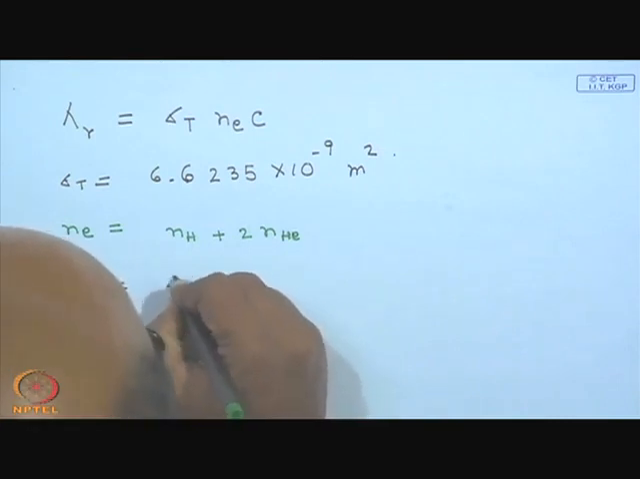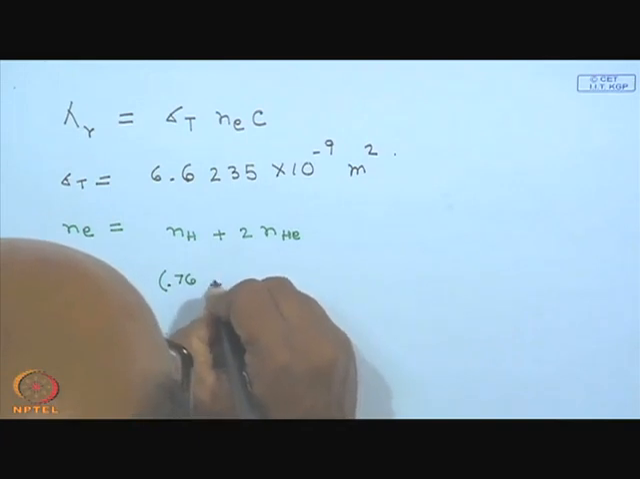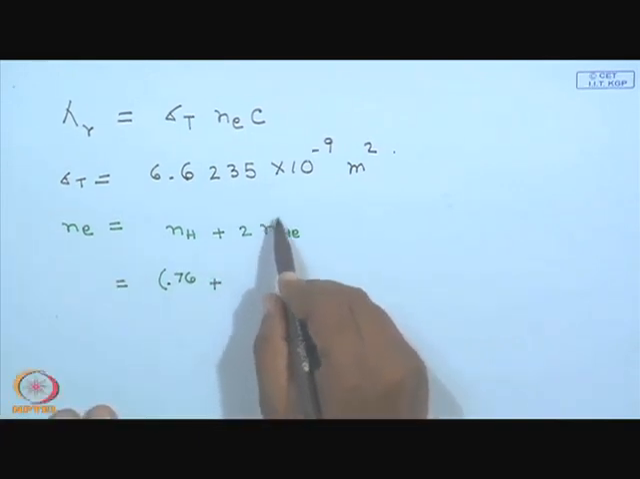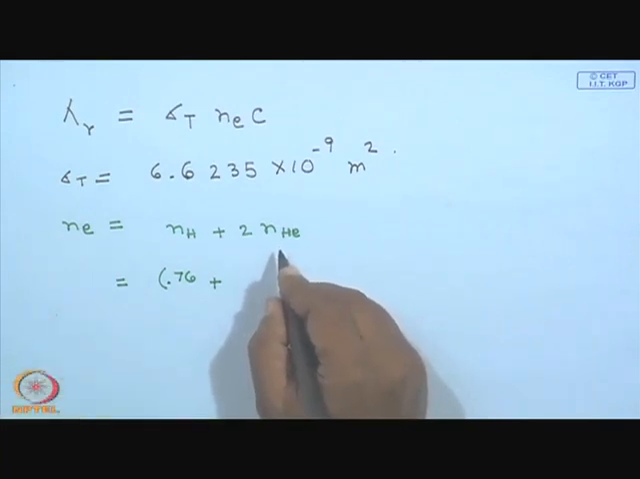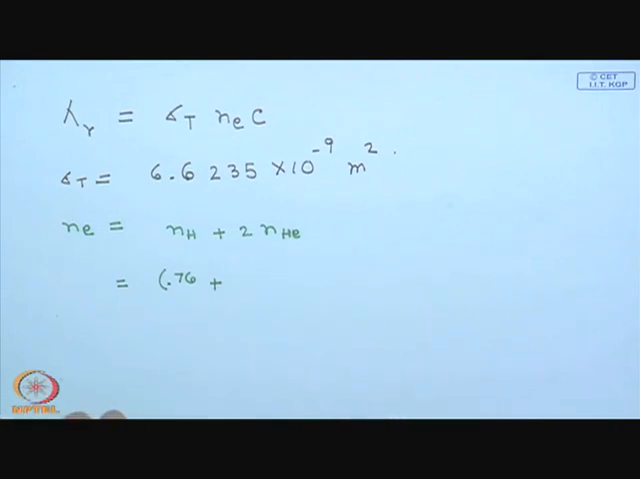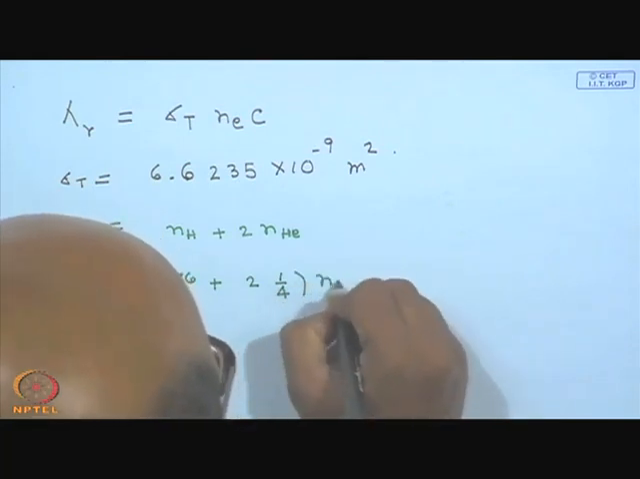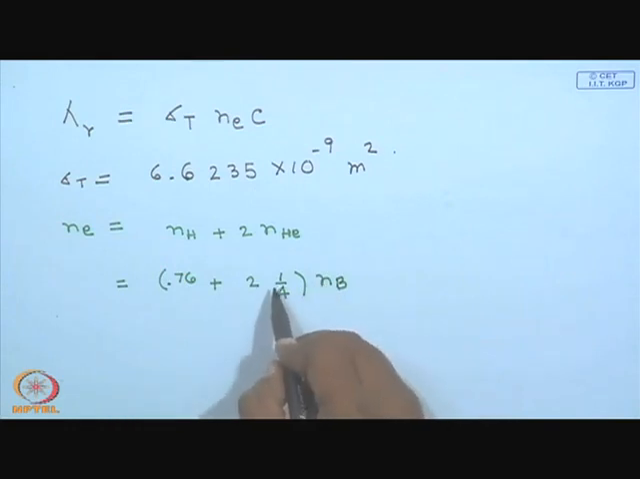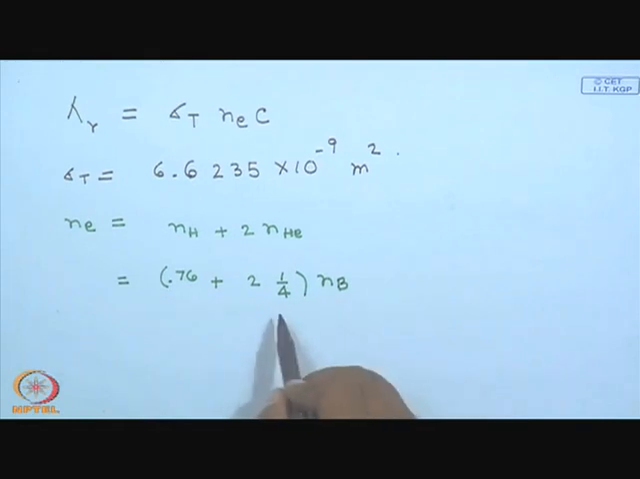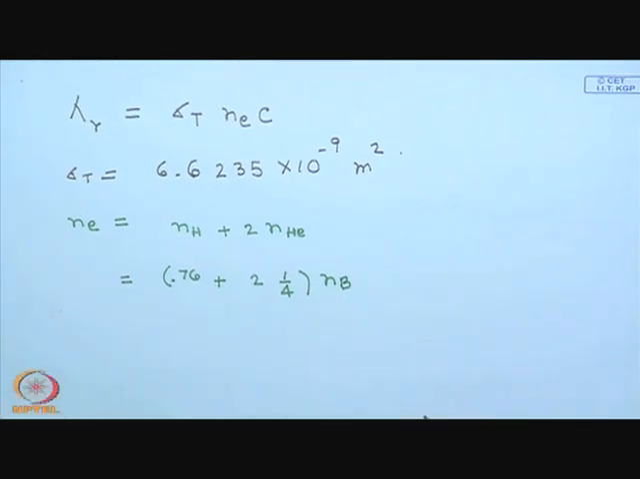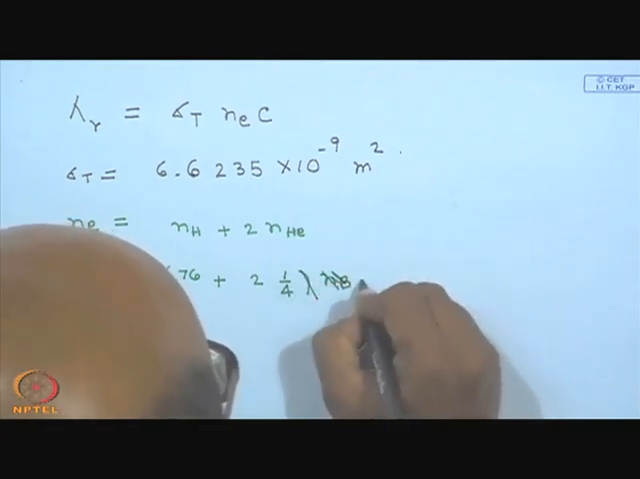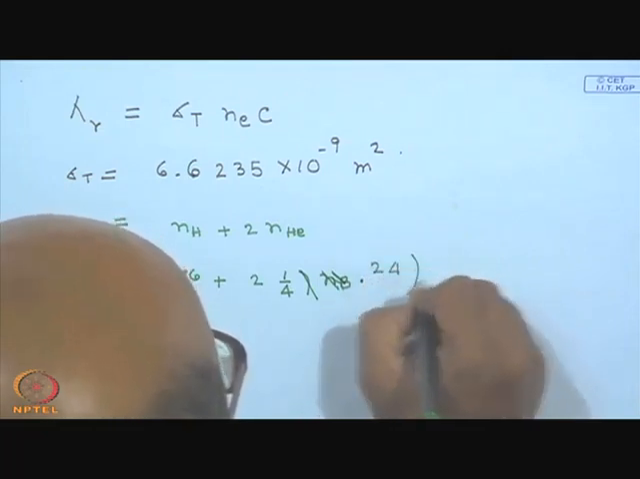So this will be 0.76 by weight plus 0.24 by weight in the form of helium. So the number density of helium will be 1/4 of that, because they have mass 4. So 1/4 of the number of baryons by weight has gone into helium, and there will be a factor of 2 here because there are 2 protons in each of them, plus 0.76 into 0.24, this will give us the electron density.